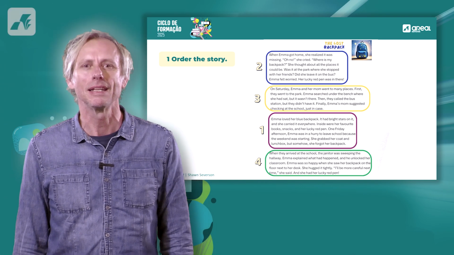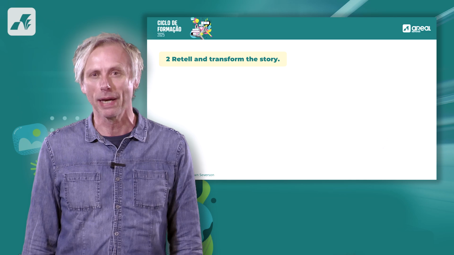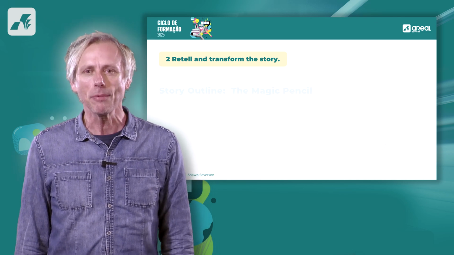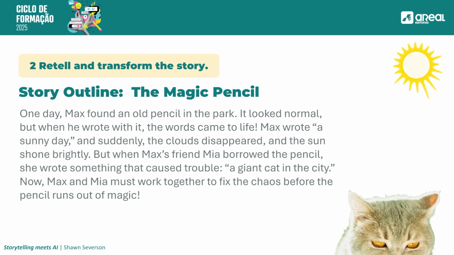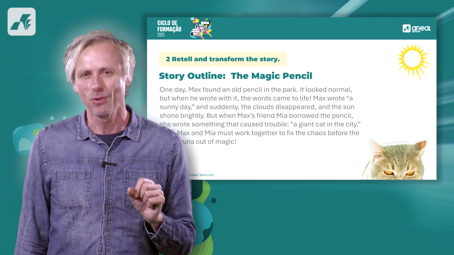Now let's look at telling a story, or retelling a story and transforming a story. I'm going to give you a story outline. What I did is I took a story written by AI and I asked AI later to summarize it. Now what I'd like you to do is to read this summary of the story outline, and I'd like you to remember as much as you can. And this is a really fun activity to do with students.